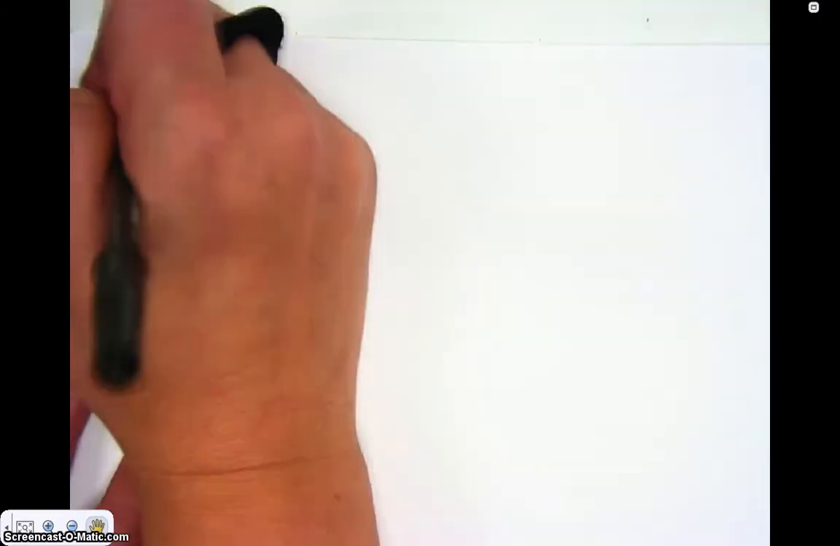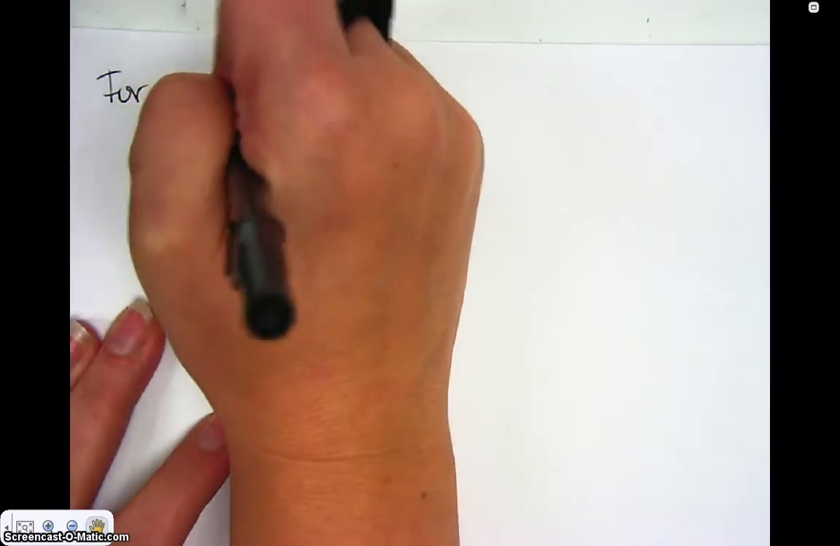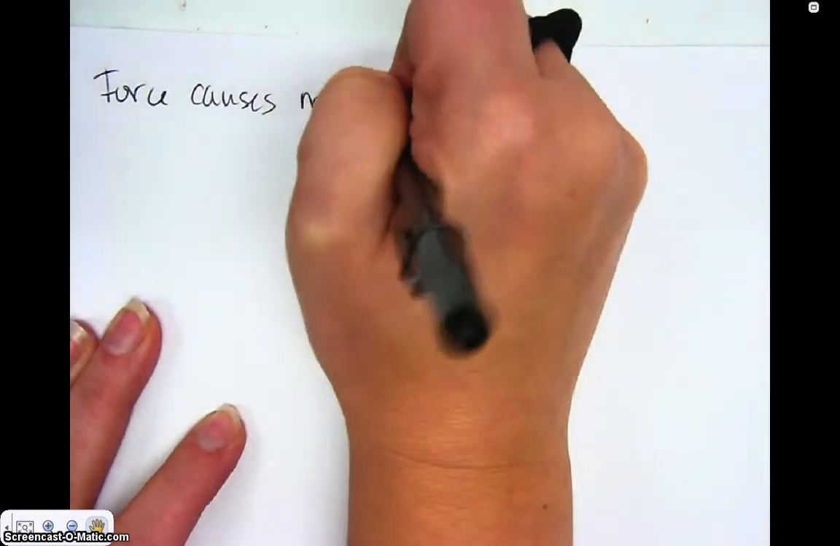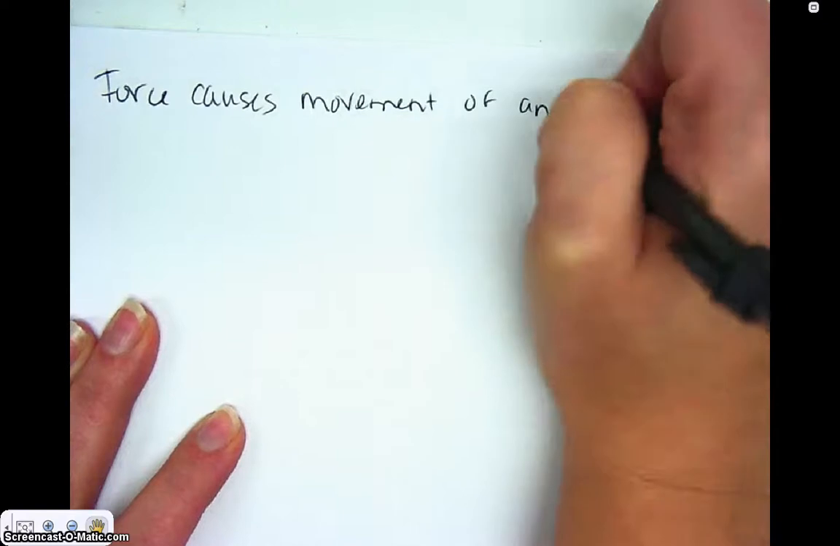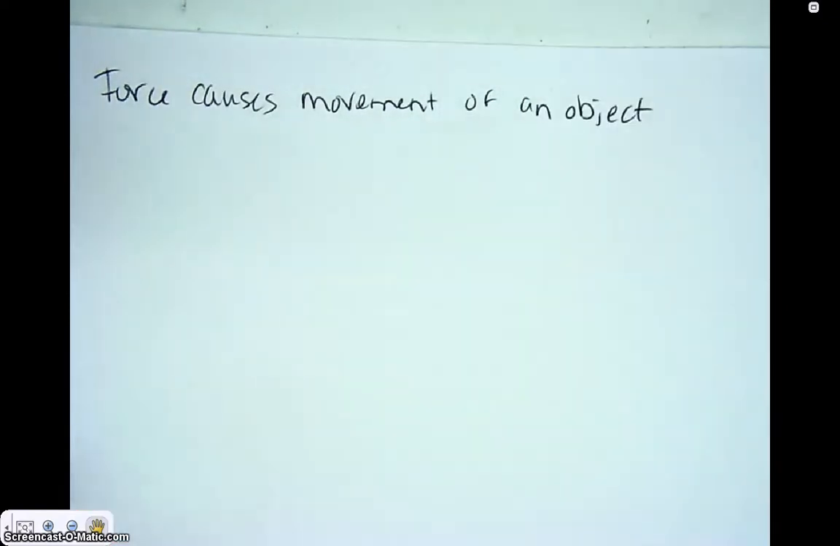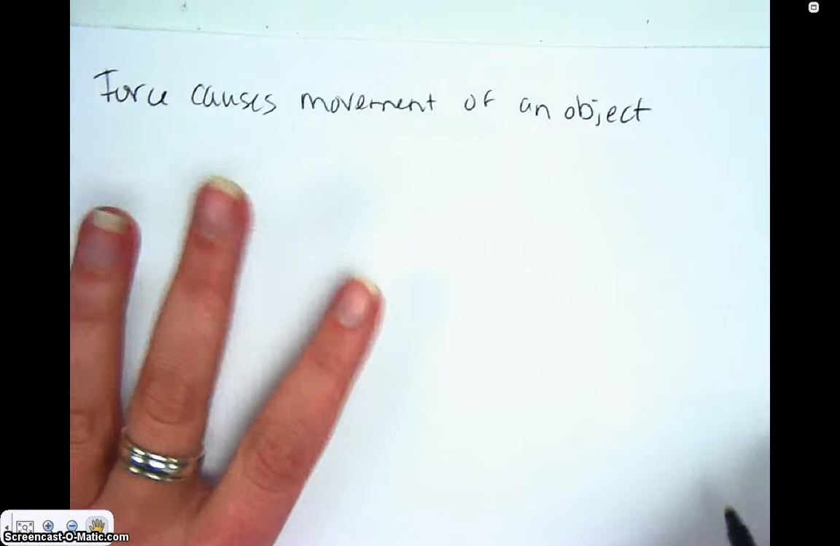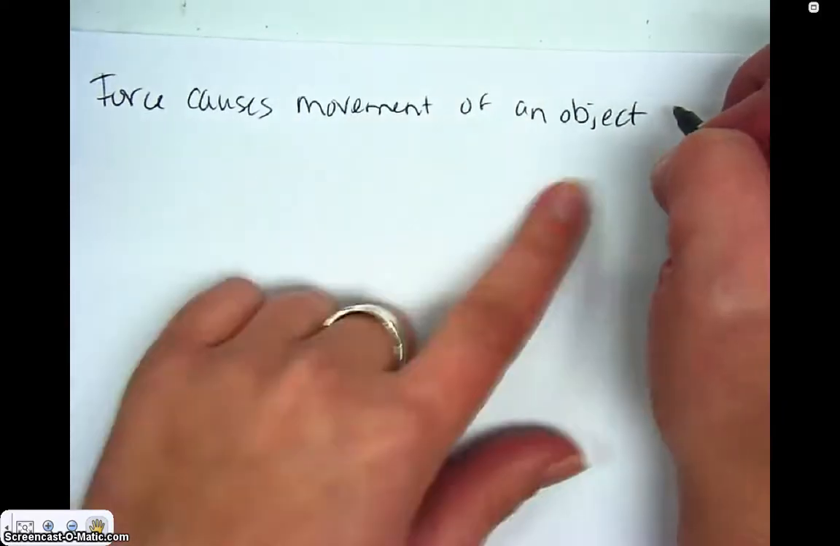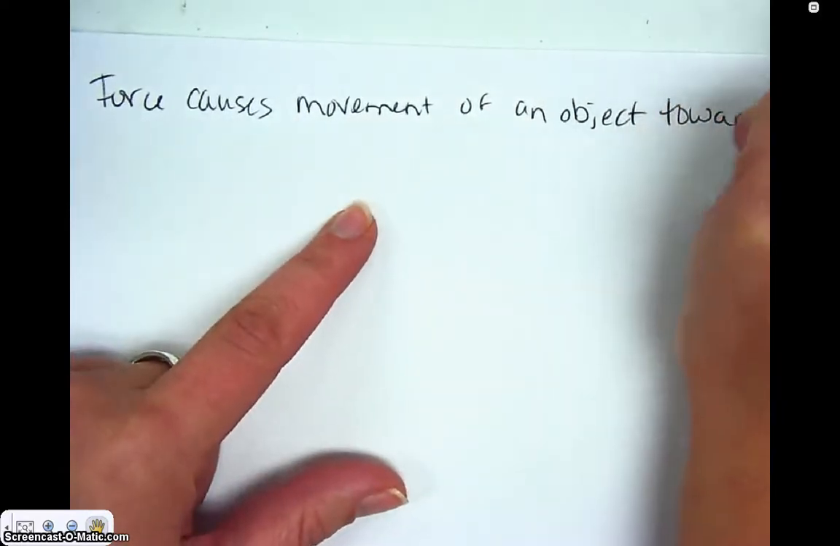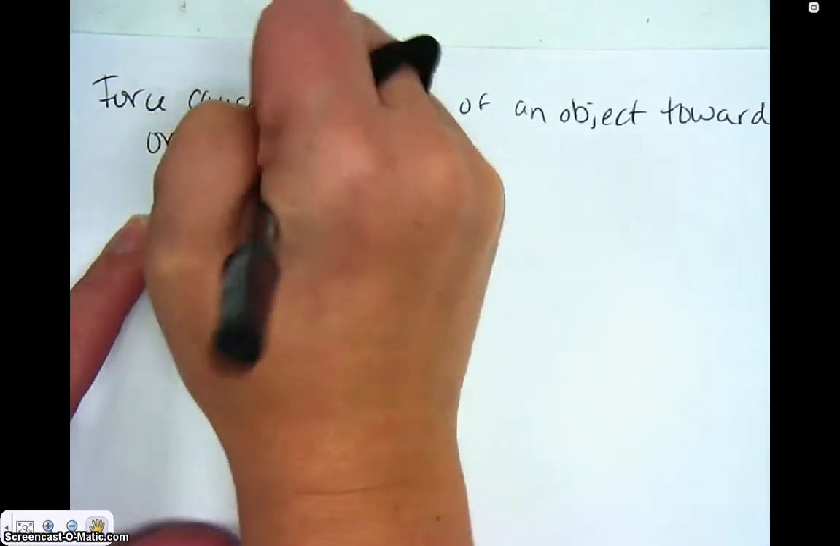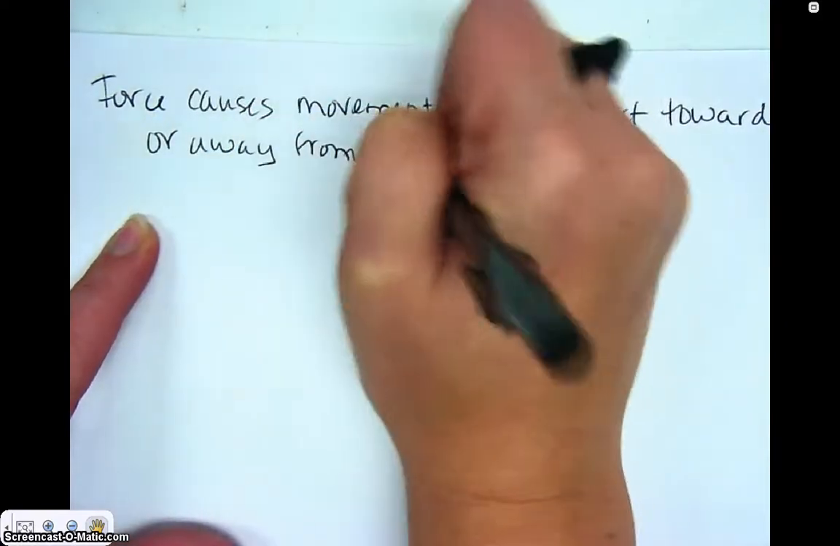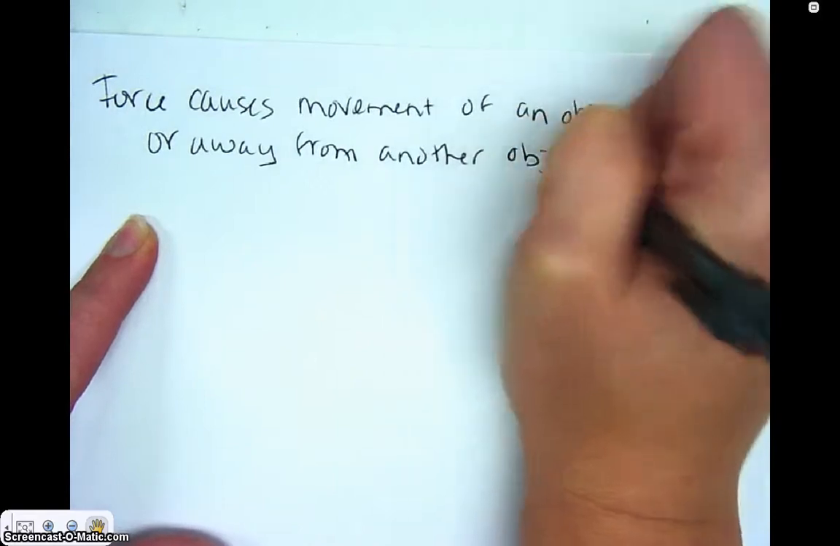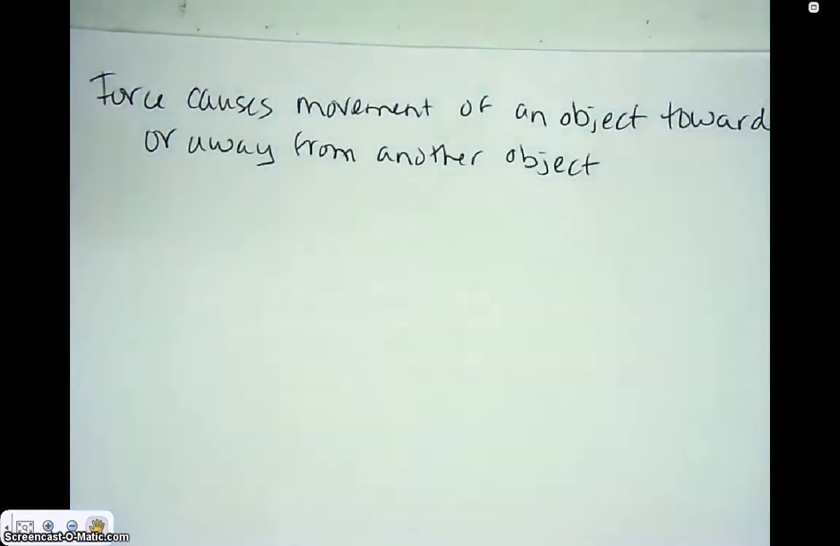So remember that force causes a movement of an object towards or away from each other. So force causes a movement of an object, and in this case a charged object or a charge itself, and it can be either towards or away from another object, right? And in this case we're talking about charged objects or individual charges like electrons, okay?